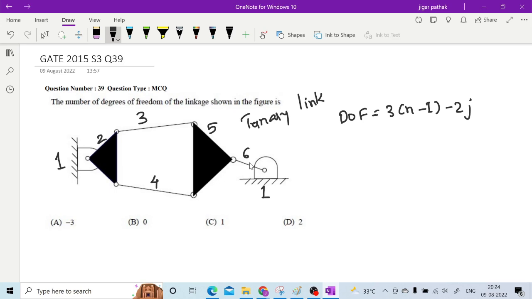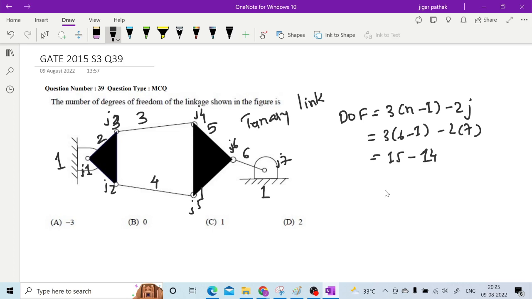This is joint number 1, joint 2, because only 2 links are joined, right? So joint number 1, 2, 3, 4, here 5, here 6, and here 7. So 7 joints are there and 6 links are there. So 6 minus 1 minus 2 into 7. So this is how you will have 15 minus 14 is equal to 1 only, right? So this is the correct answer, right?